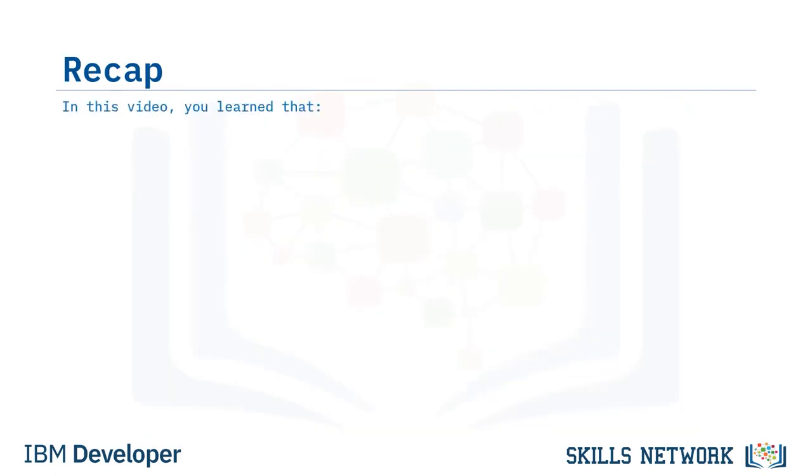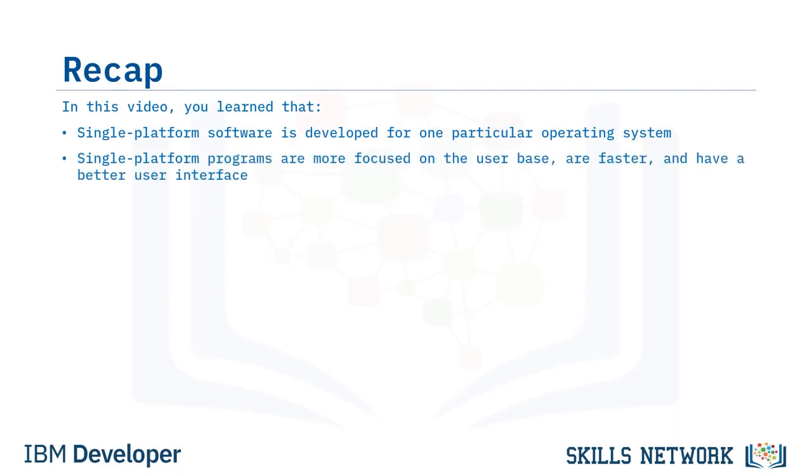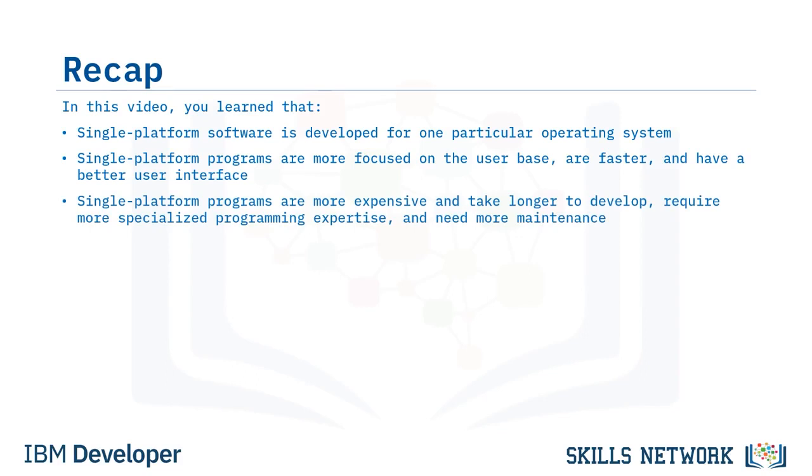In this video, you learned that single-platform software is developed for one particular operating system. Single-platform programs are more focused on the user base, are faster, and have a better user interface. However, single-platform programs are also more expensive and take longer to develop, require more specialized programming expertise, and need more ongoing maintenance.